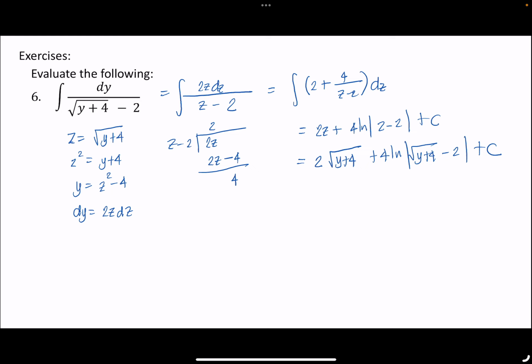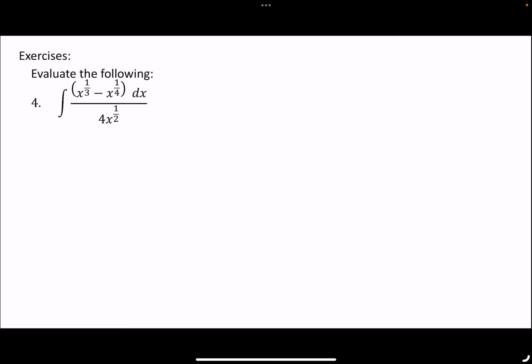For our last example, let us consider the integral of x raised to 1/3 minus x raised to 1/4 dx over 4x raised to 1/2. So we are checking the indices 3, 4, and 2, and the LCM of which is 12. So we have x is z raised to 12. So dx is 12 z raised to 11 dz.